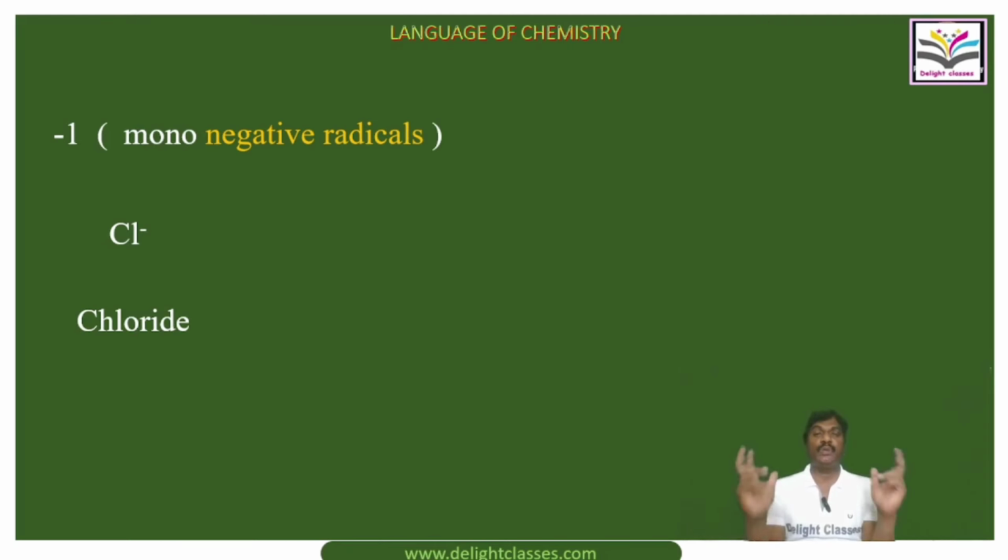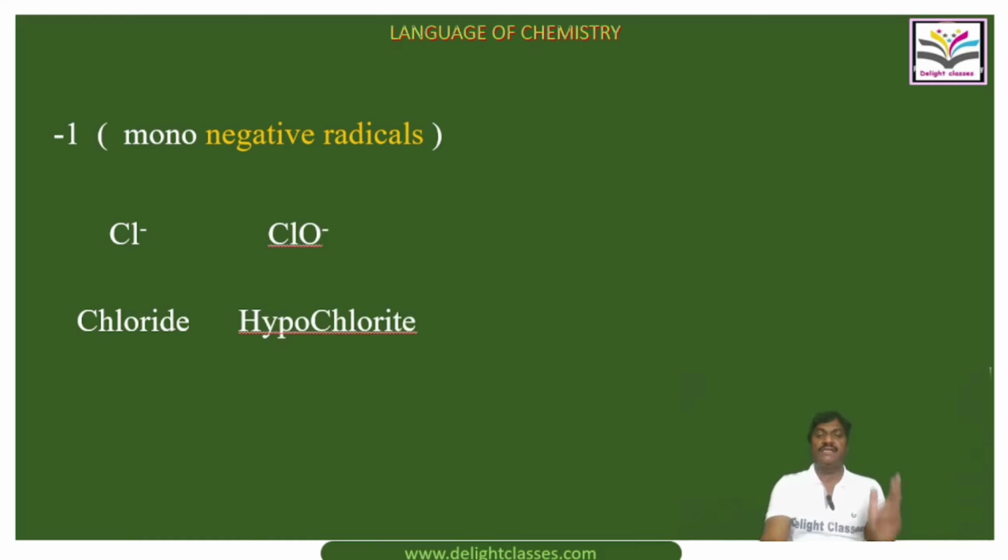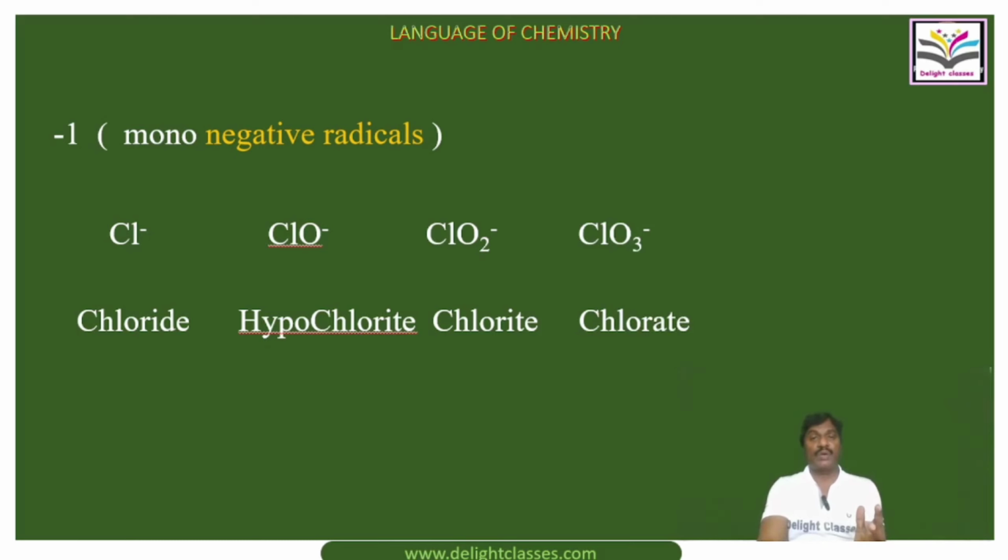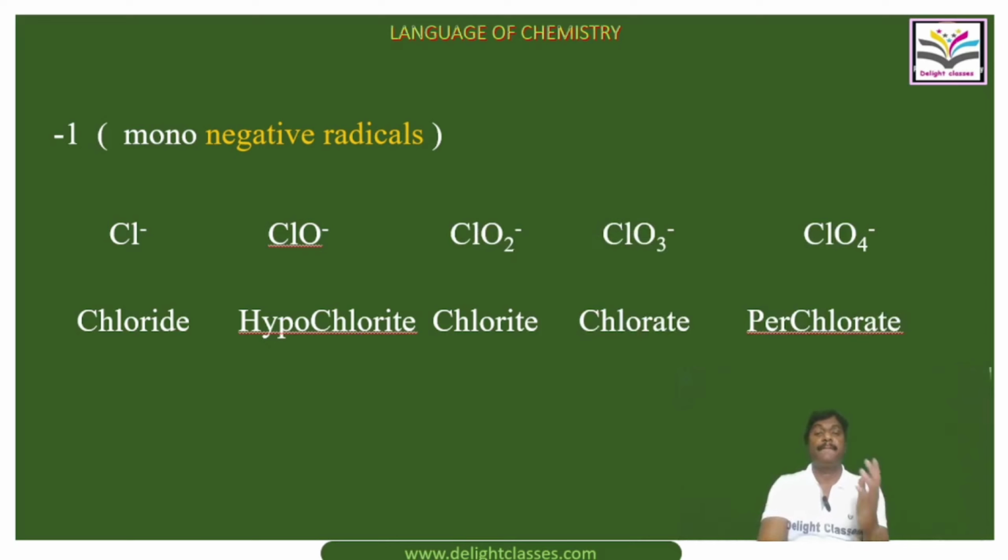Examples for mono-negative radicals. Cl minus is chloride. Similarly, when the oxygen atom increases, you have to see how the name varies. ClO minus, hypochlorite. ClO2 minus, chlorite. ClO3 minus, chlorate. ClO4 minus, perchlorate. Again I repeat: chloride, hypochlorite, chlorite, chlorate, perchlorate.